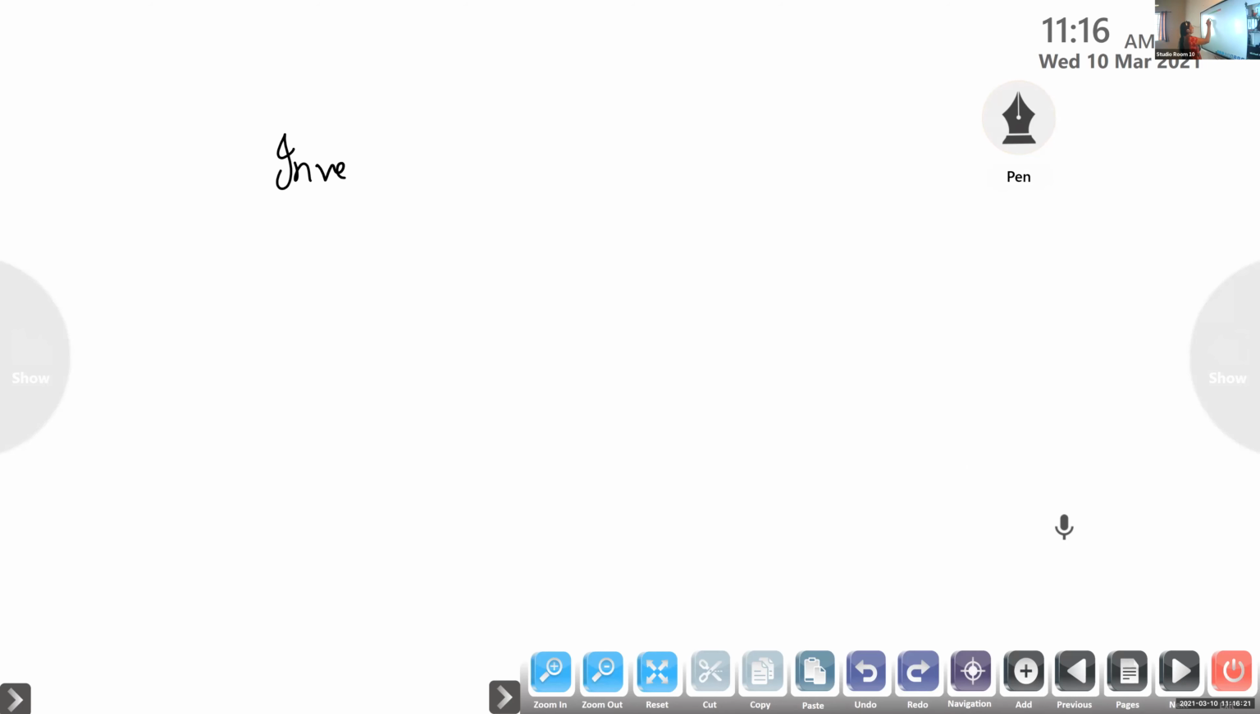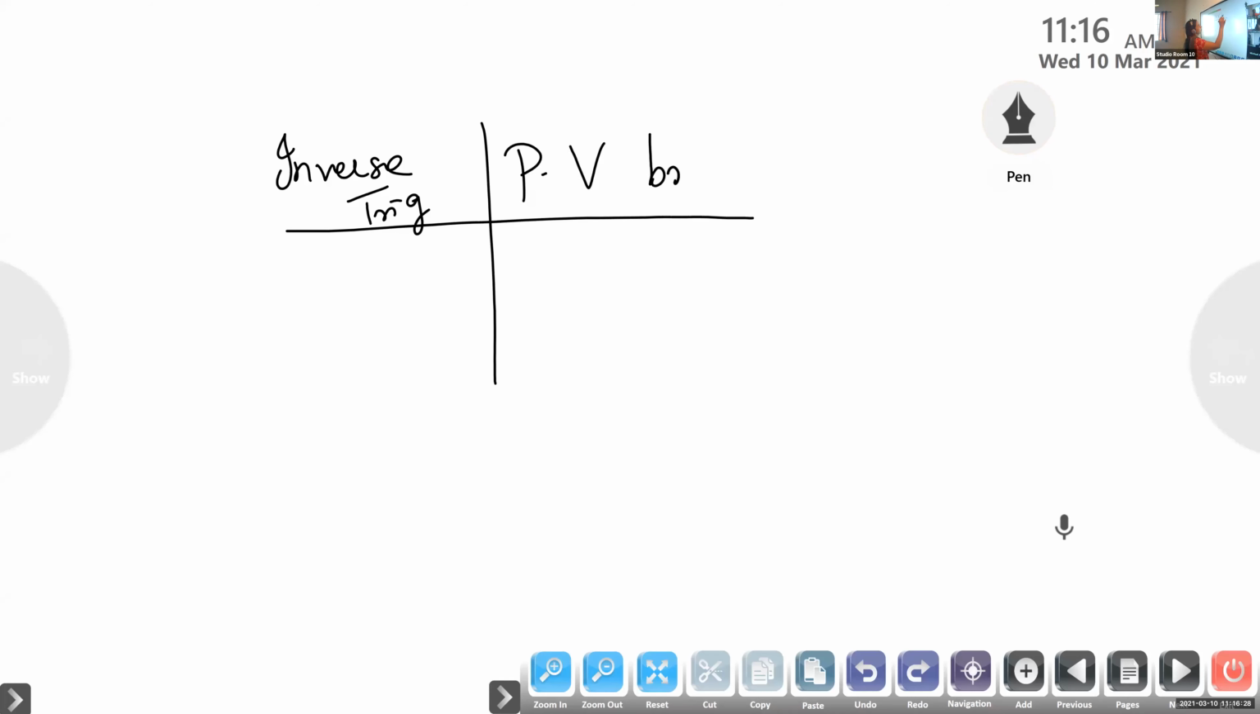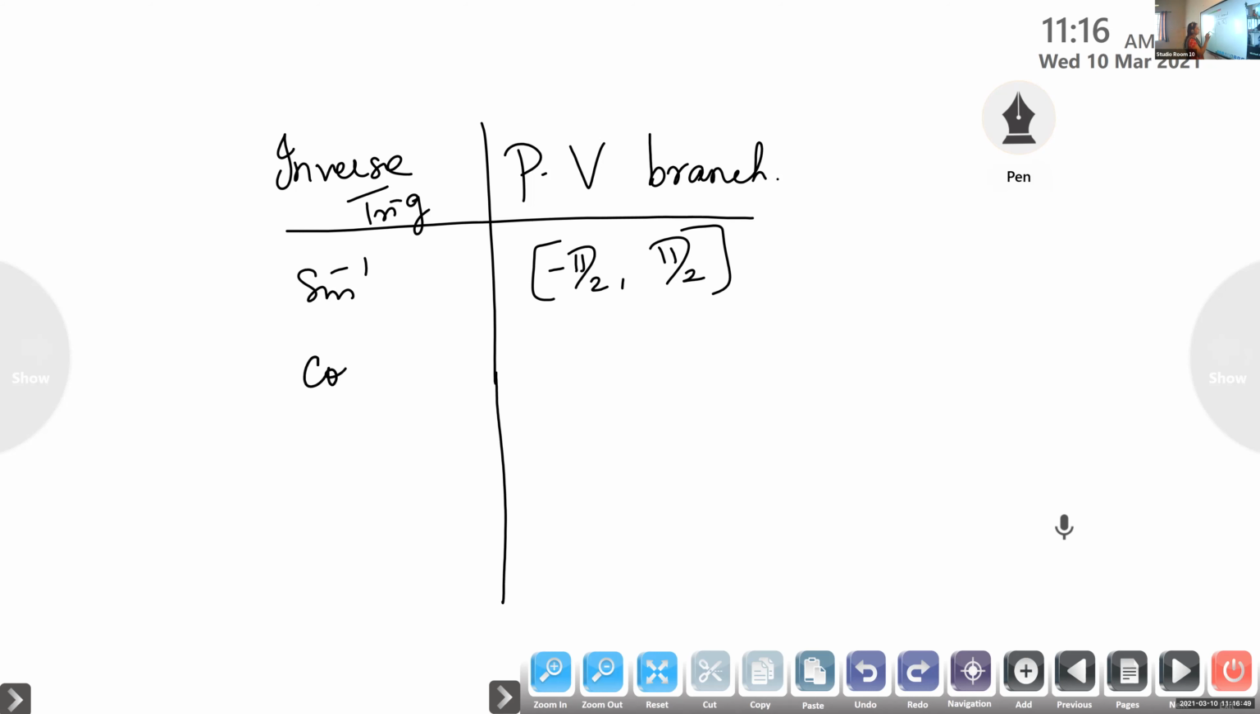Inverse trigonometric functions and their principal value branches. If I take sine inverse, the principal value branch is the closed interval minus pi by 2 to plus pi by 2. For cos inverse, it is closed 0 to pi.